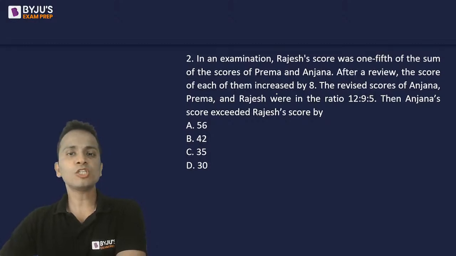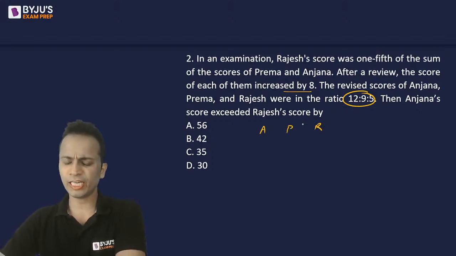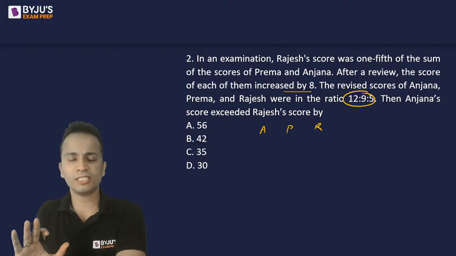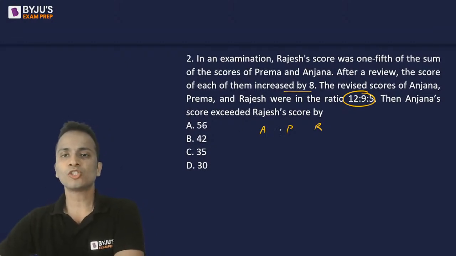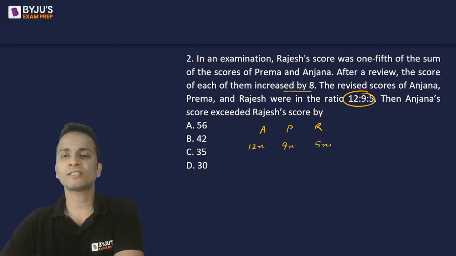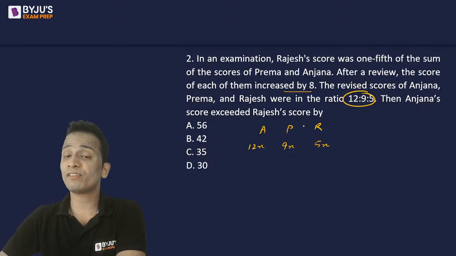Now, after review, the score of each of them increased by 8, and the revised scores are in this ratio for Anjana, Prema, and Rajesh. Okay. So I'll do a little bit of backtracking. ठीक है ना? Backtracking करते हैं. So the scores after revision, the revised scores are in the ratio 12 is to 9 is to 5. So 12x, 9x, and 5x. I'll assume the score after revision.